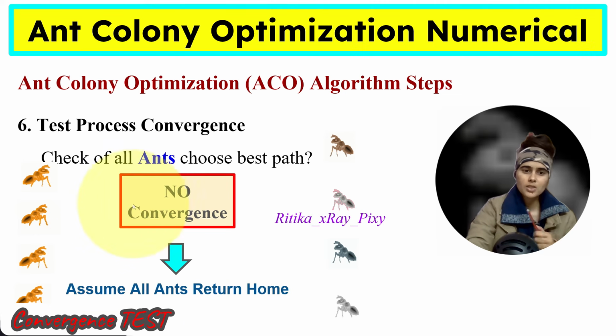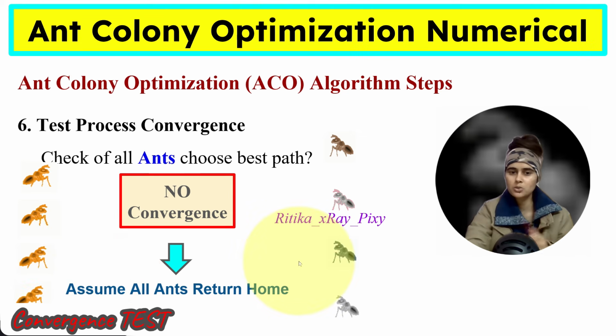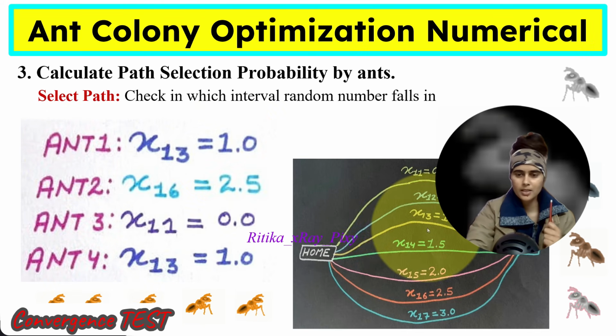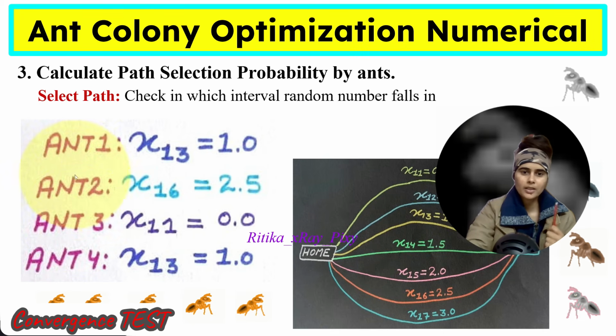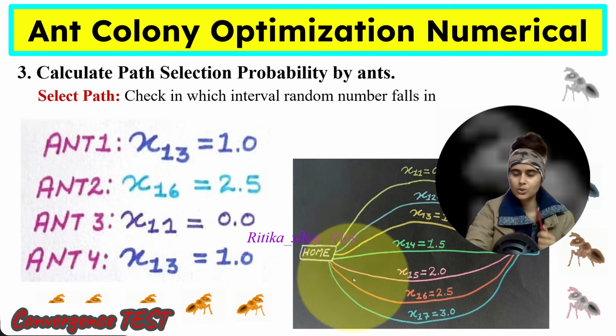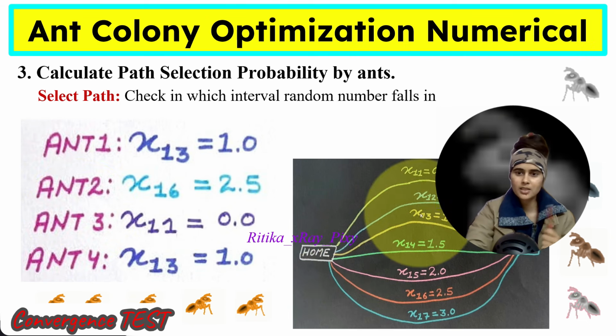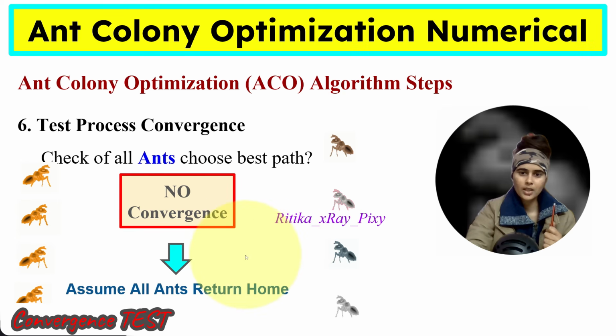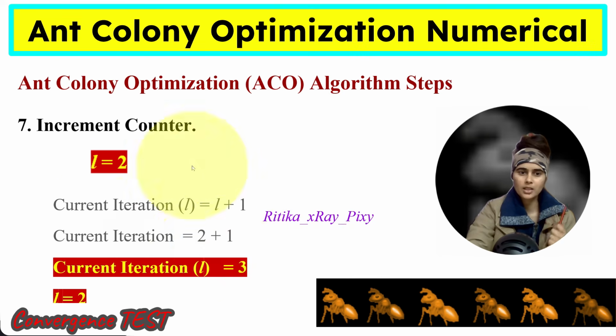Now again we will check the convergence. We will check whether all ants select the one best route or not. Right now again there is no convergence, because only 2 ants, ant 1 and ant 4, selected the one route, that is the best route, but ant 2 and ant 3 selected a different route. So we will repeat until all ants select the one route, that is the best route. Again there is no convergence. Increment the counter. Now we have the third iteration.